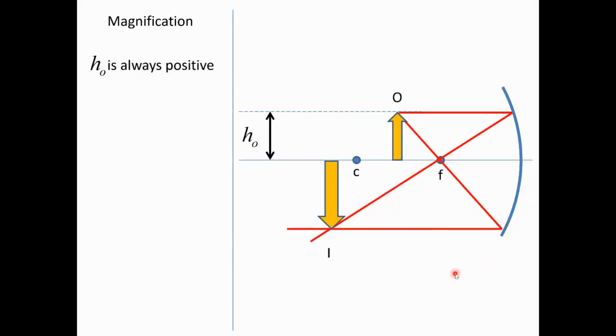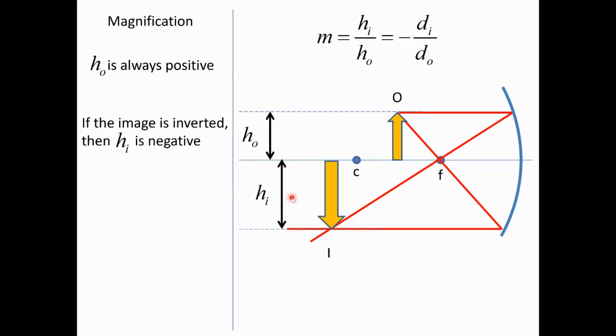And then for magnification, the object height is like this. It's always positive. The image height could be positive or negative. If it's negative, that means it's upside down. It's inverted relative to the object. And if the magnification is more than 1, then it's something that's bigger. If it's less than 1, then it's smaller.